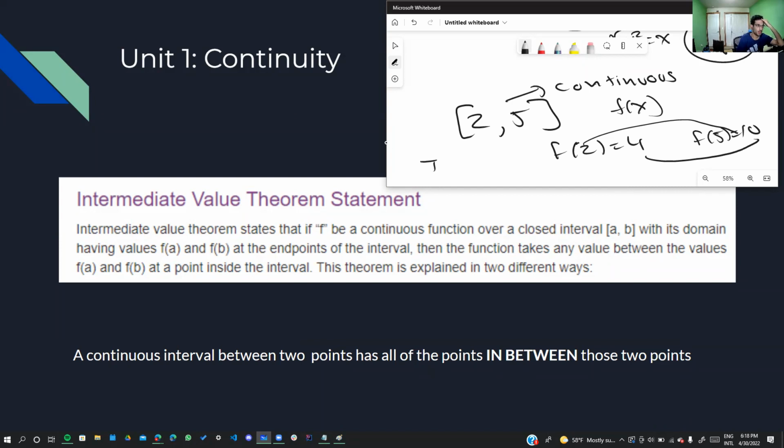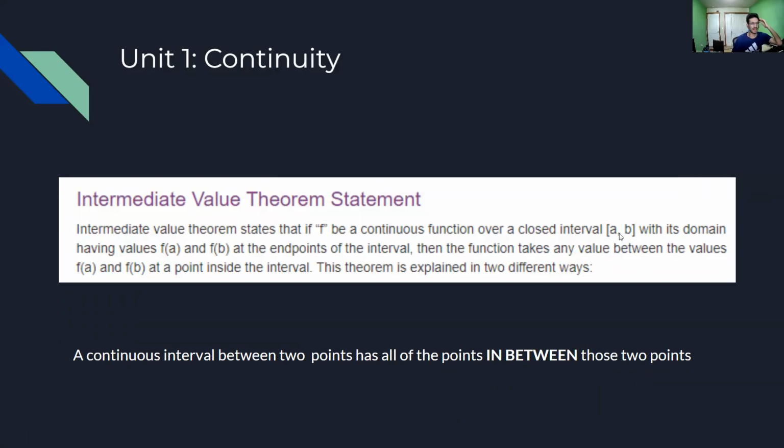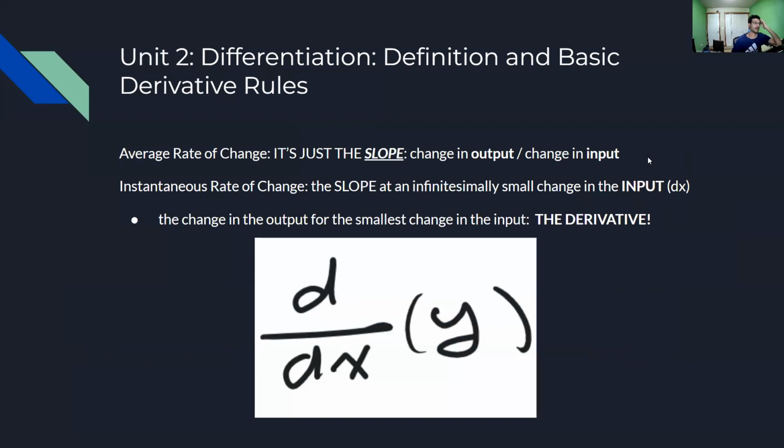So when you have the word intermediate, it's just like what's in between, what's intermediate between 4 and 10. So between 2 and 5, you're going to have y values between 4 and 10. That's what this statement is trying to say. So that's the intermediate value theorem right there. And that is unit 1, basically just limits and continuity. Not really tested that much on the AP exam, but the reason why you study limits is because limits define the derivative. It's what's up right next.